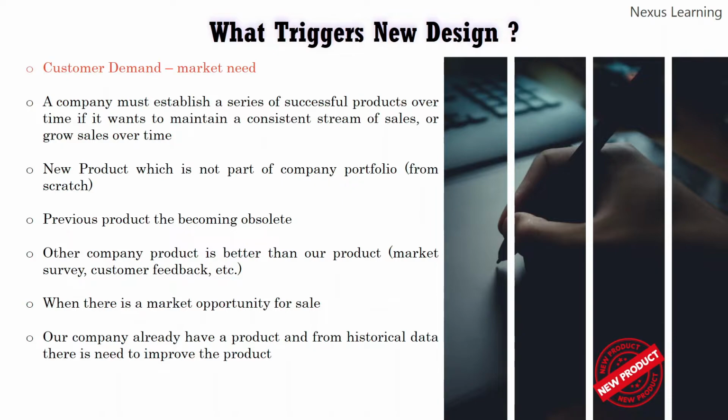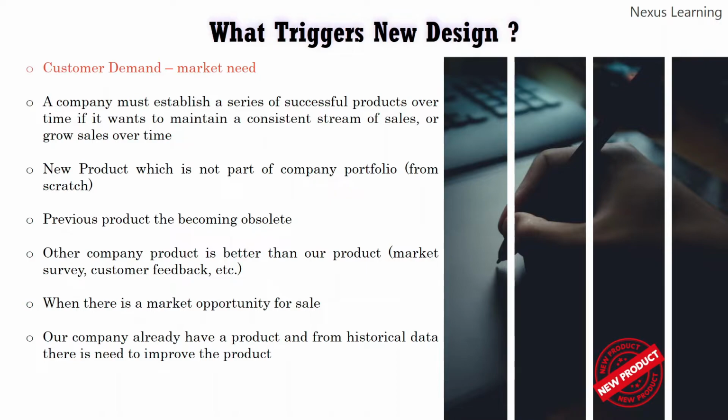A new product which is not a part of the company's portfolio, for example, an electric car. There have been cars of diesel and petrol, but an electric car is a need of the time and the market is asking for it. As we discussed in the earlier stage, the previous product is becoming obsolete. That's why a company needs a new product.